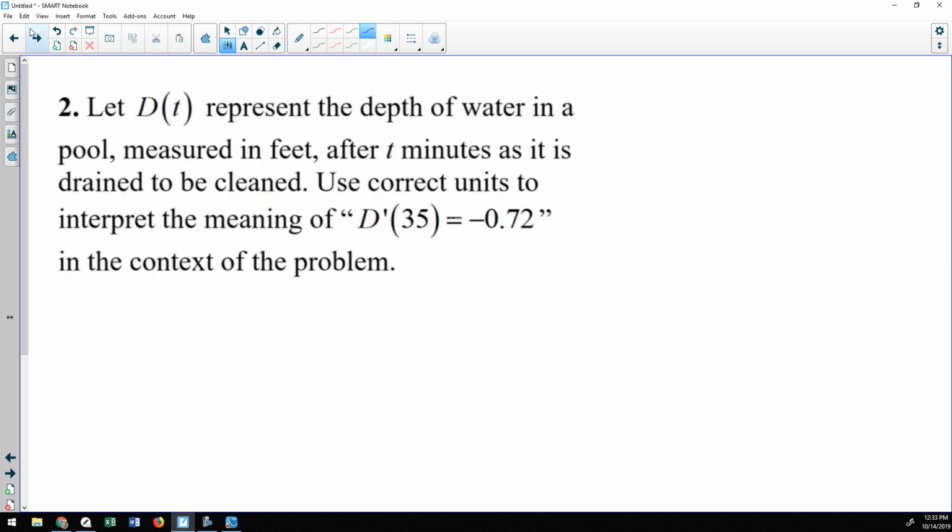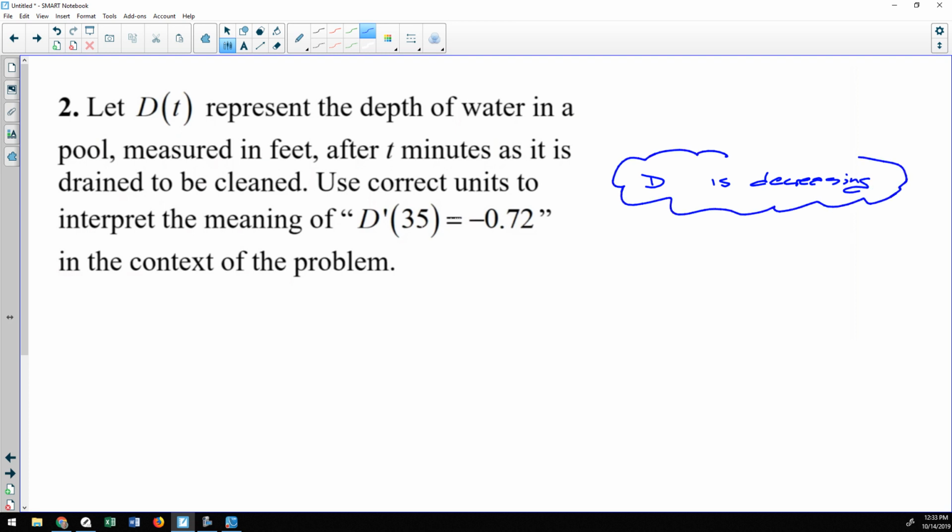Look at another example. This time we have a function d of t that represents the depth of water in a pool. It is being drained to clean, and it says use correct units to interpret the meaning of d prime of 35 as negative 0.72, and we're interpreting that in the context of the problem. So again, I have a derivative. The value of that derivative is negative, so my thought process is that d is decreasing. And that's where I'm going to start. That's where my brain begins.